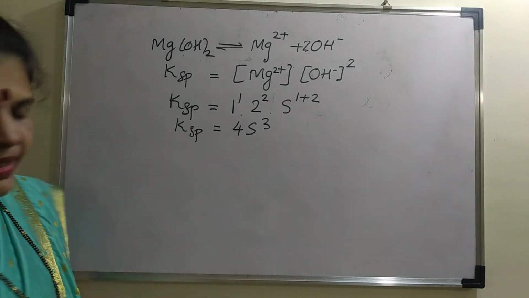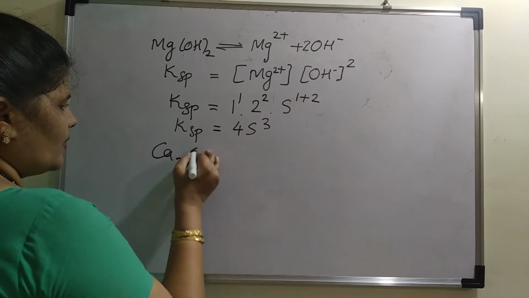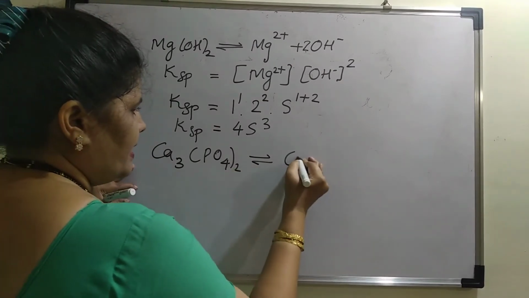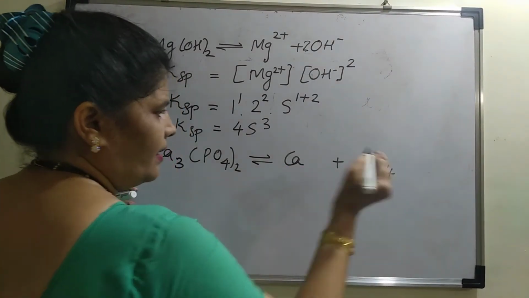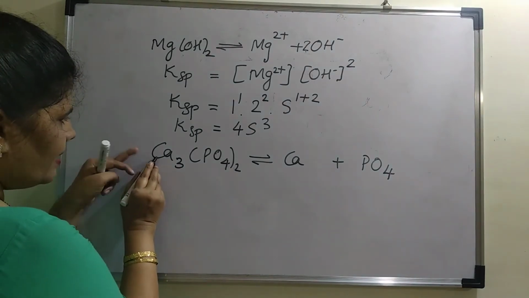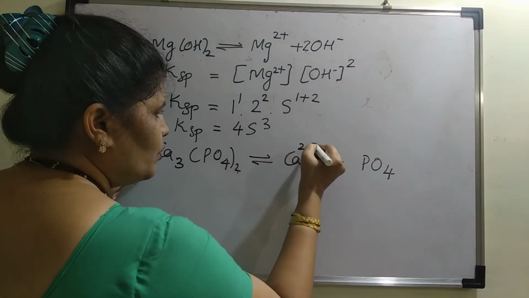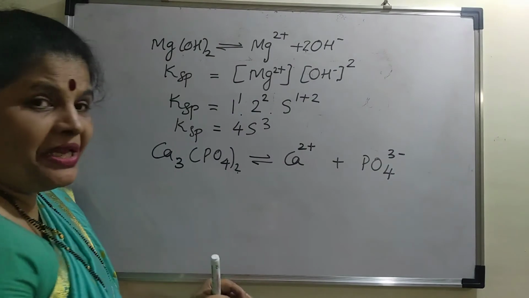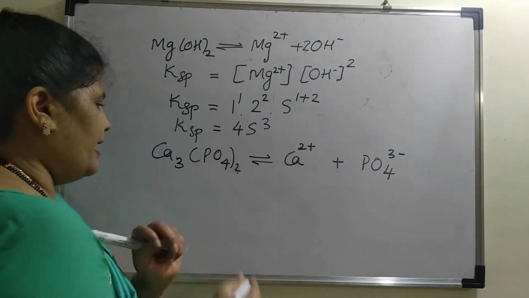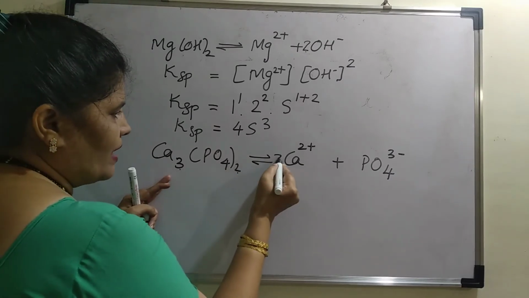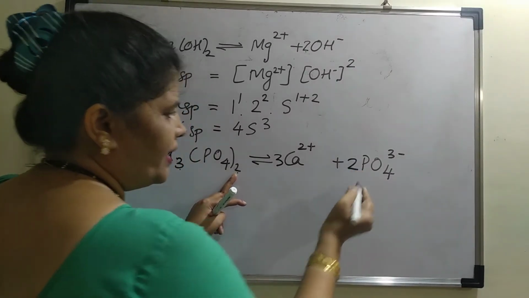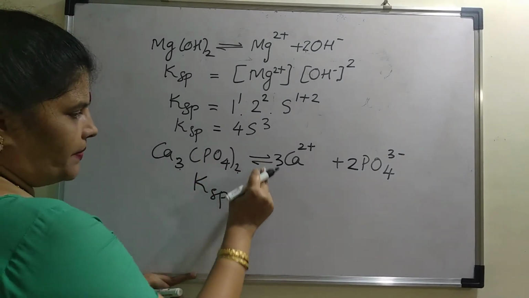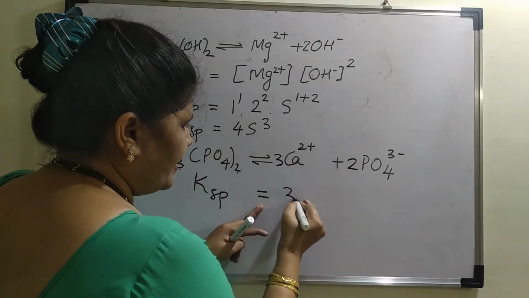Let us take the next example, that is calcium phosphate. Let us split the molecule first. You will get Ca and phosphate. Right? Now let us put the charges. Ca, opposite charge, 2 plus, so I will put here 2 plus. Phosphate, opposite charge, 3 minus, so I will put here 3 minus. Usually we write the cation first and then the anion. Now put the balancing here. This is 3, so I will write here 3. This is 2, so I will mention here 2. Next, Ksp is equal to, and below this, what will I get? 3 raised to 3.